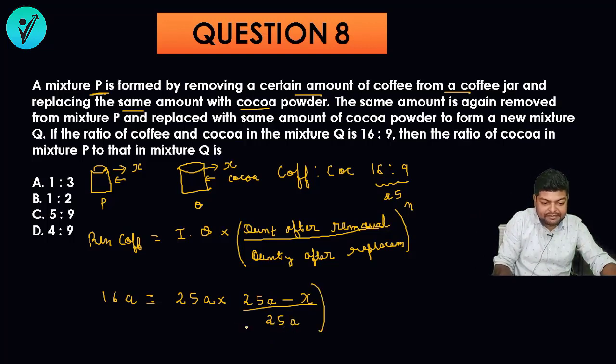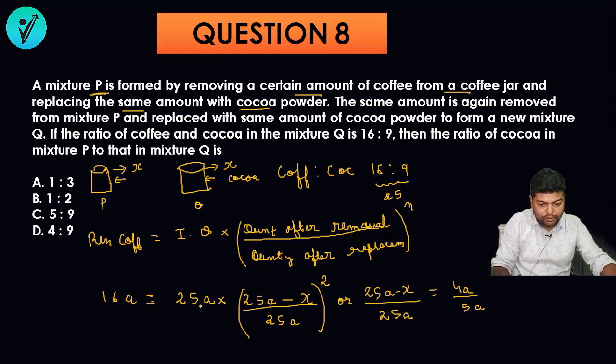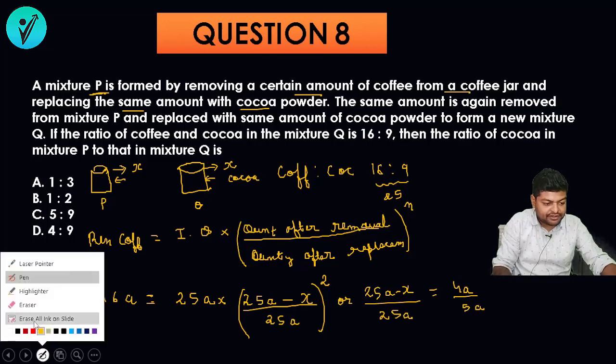And as this process has been repeated 2 times, once to make mixture P and other times to make mixture Q, so simply raise it to the power of 2. Let's simplify it. Okay, so when you'll simplify it, or we can say that 25A minus x upon 25A will be equals to what? It will be equals to 4A upon 5A. Right, 4A upon 5A. So let's simplify it and get the value in terms of x.